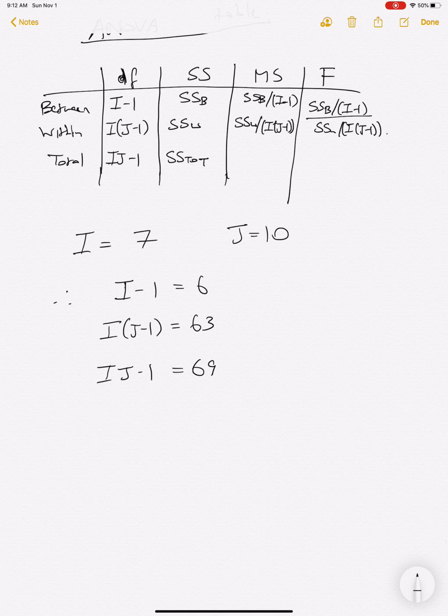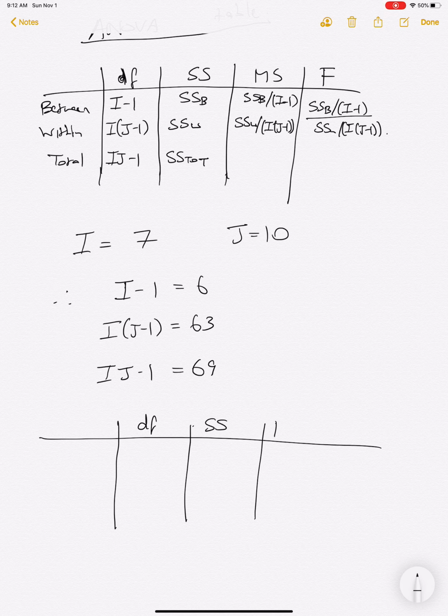So if we have our ANOVA table here, we put degrees of freedom, SS, MS, and then our F. This row is between the 7 different labs. This is within the labs. And then this is the total sum of squares of variability. The degrees of freedom we have here are 6, 63, and 69.